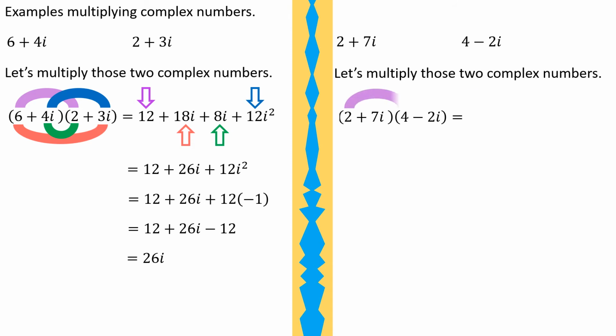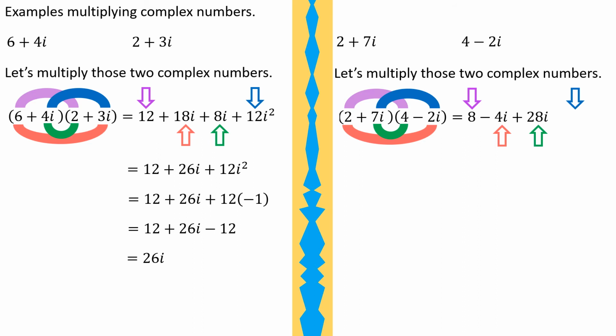Okay, I'm going to do FOIL. 2 times 4, of course, is 8. 2 times 2 is 4, but there's also a negative symbol, and there's also an i, so -4i. 7 times 4 is 28, but I've got a positive symbol, and I've got an i, so it's plus 28i. Positive 7 times -2 would be -14, but there's also an i times i, so I get -14i squared.